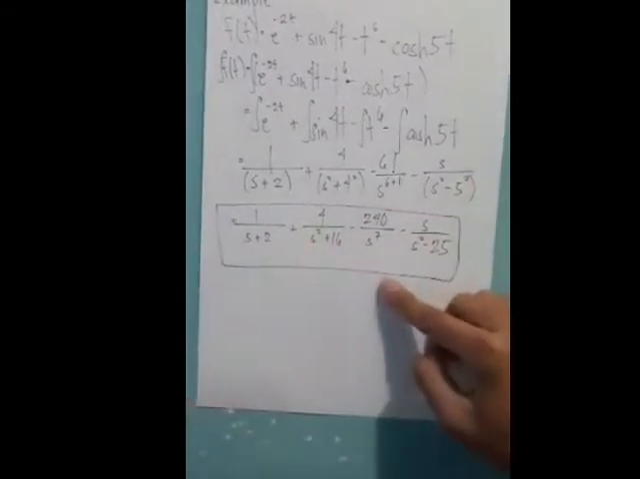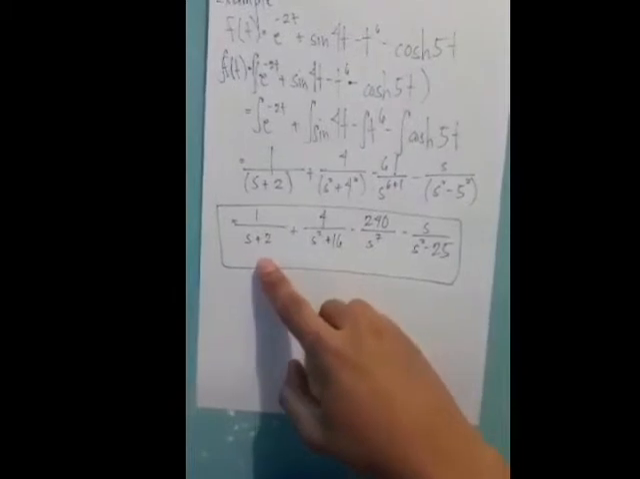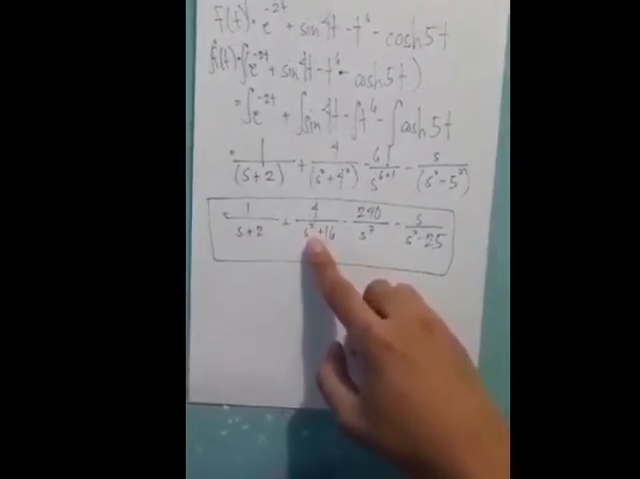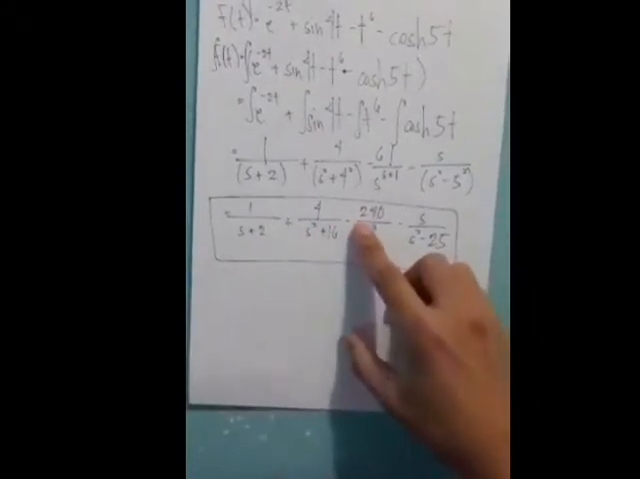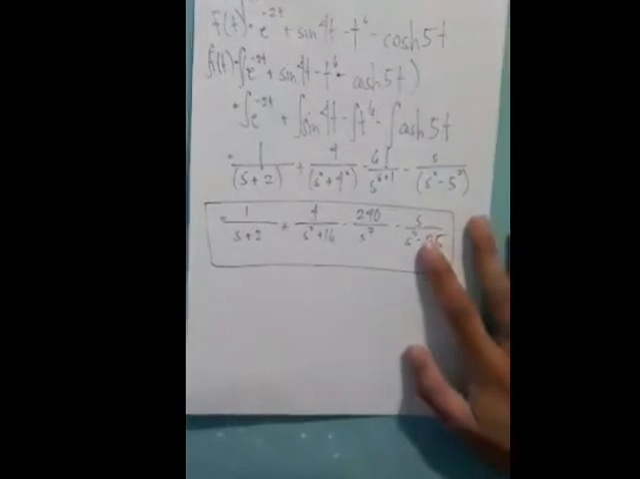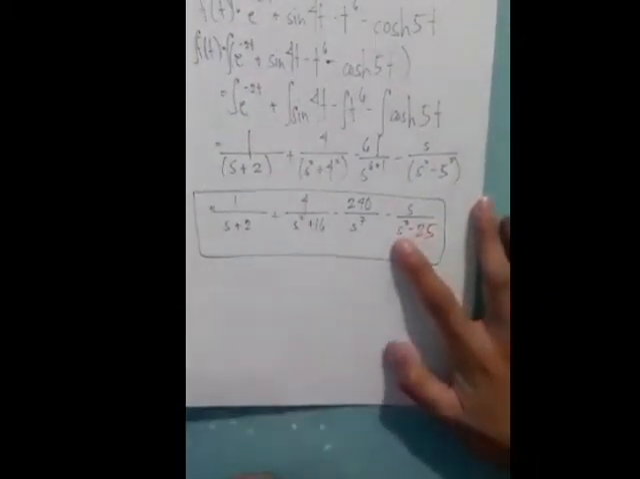And we have the final answer here. The final answer is 1 over s plus 2, plus 4 over s raised to 2 plus 16, minus 720 over s raised to 7. And lastly, minus s over s raised to 2 minus 25.